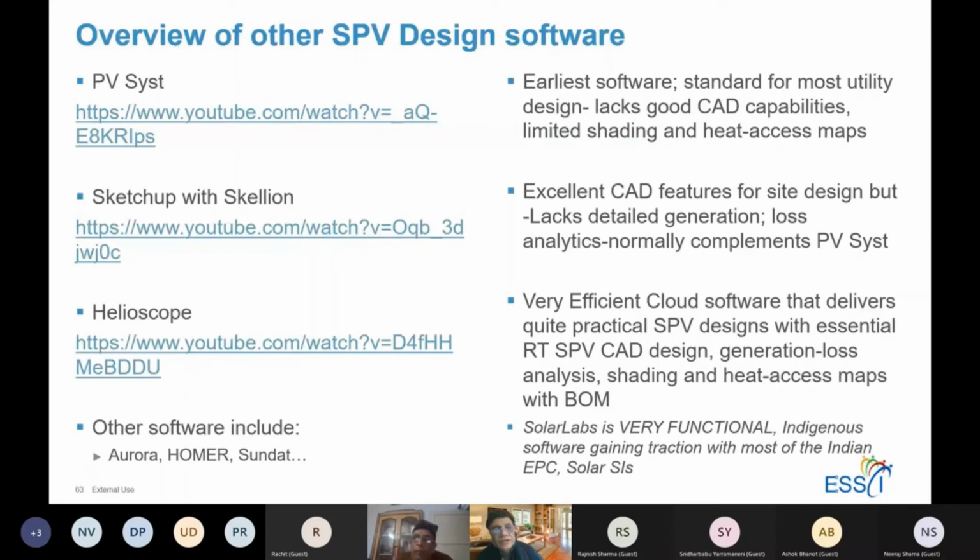So let me now give you a quick overview of the other software that is there. So I covered PVSyst. You have, of course, had hands-on on Solar Labs. You've got a quick view of PVSyst. Those of you who missed it, you can go to the YouTube site and select this for viewing. You can get it from the links.